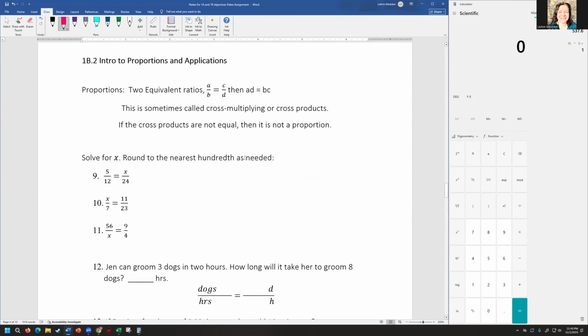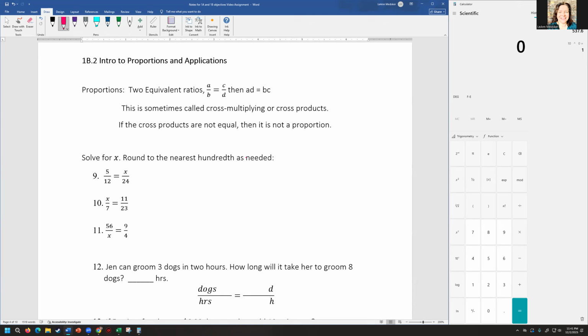All right, that takes us into 1B2, an introduction to proportions and applications. So when you have two equivalent ratios, that means one fraction equal to one fraction. And this specific setup has to be one fraction only on the left side of the equal sign and one fraction only on the right side of the equal sign. When we see that, this is what students learn to be called cross multiplication. This is a method to solve this proportion, okay?